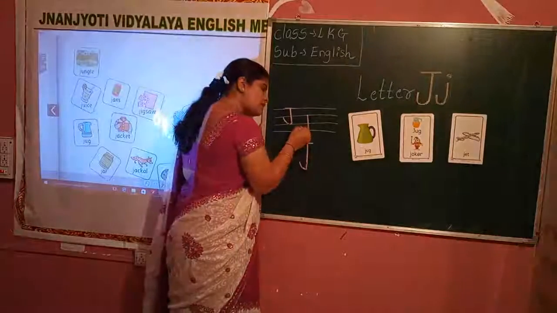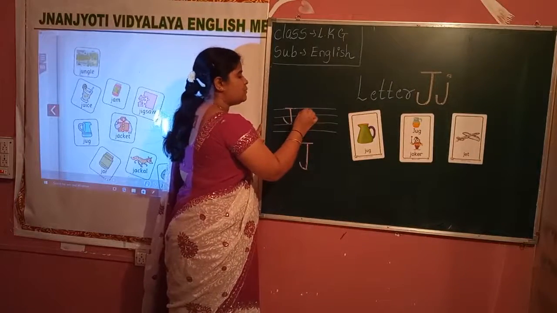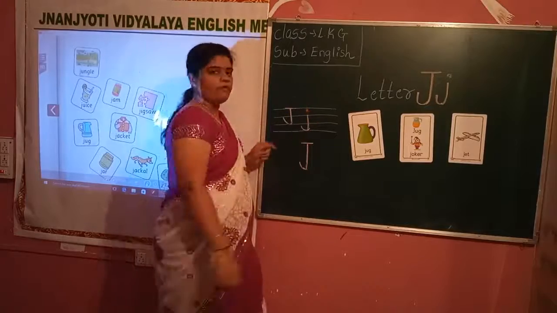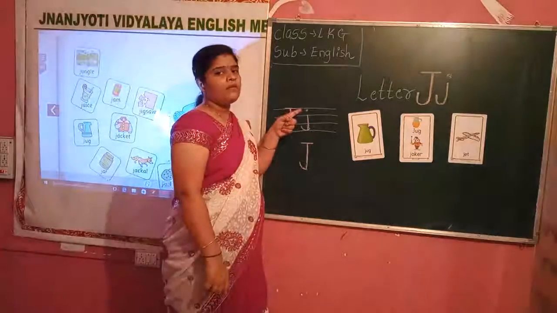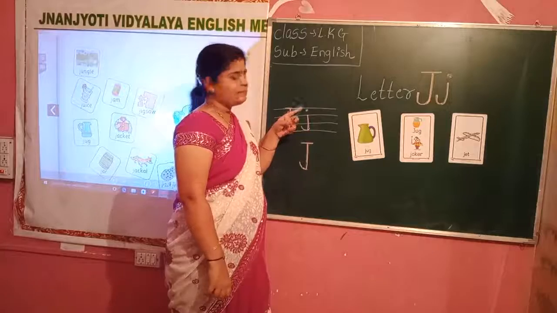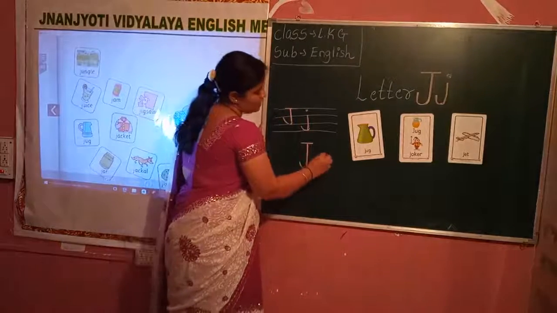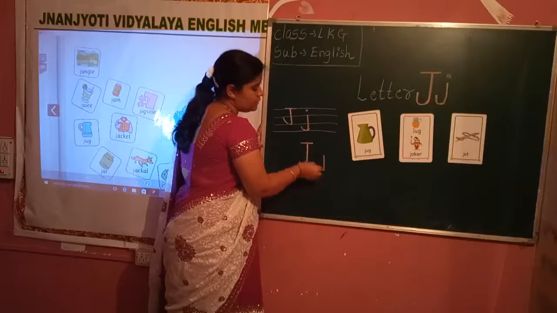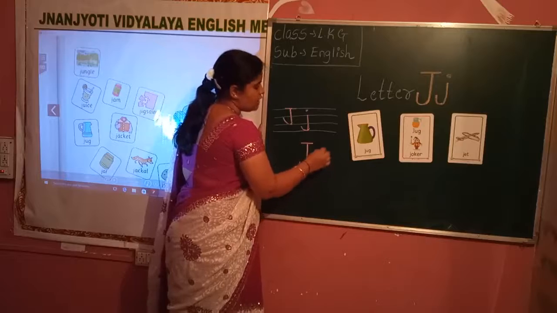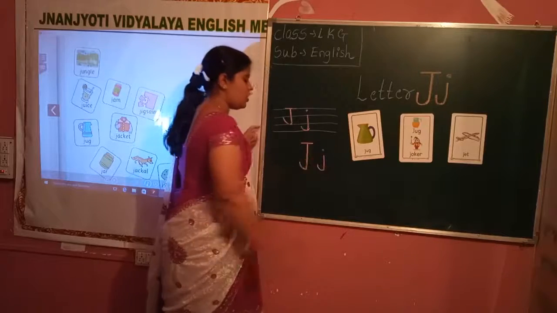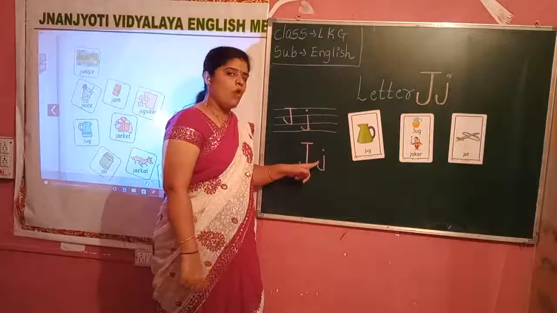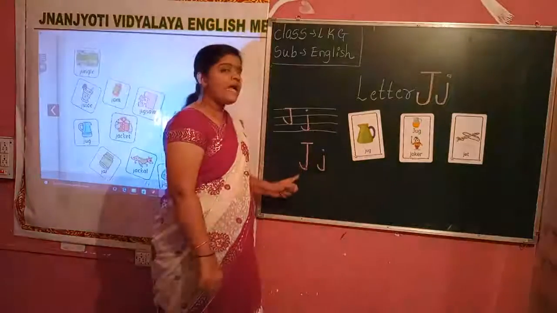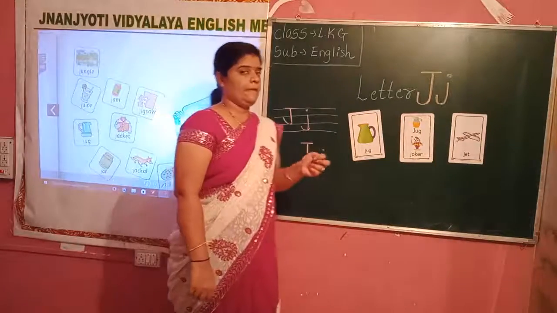Once again, we have to curve it and put in one dot. We have to write one dot up here. Okay, once again, I show you here. Standing line. We have to curve and write one dot here. This is our small letter j. This is our capital letter J.